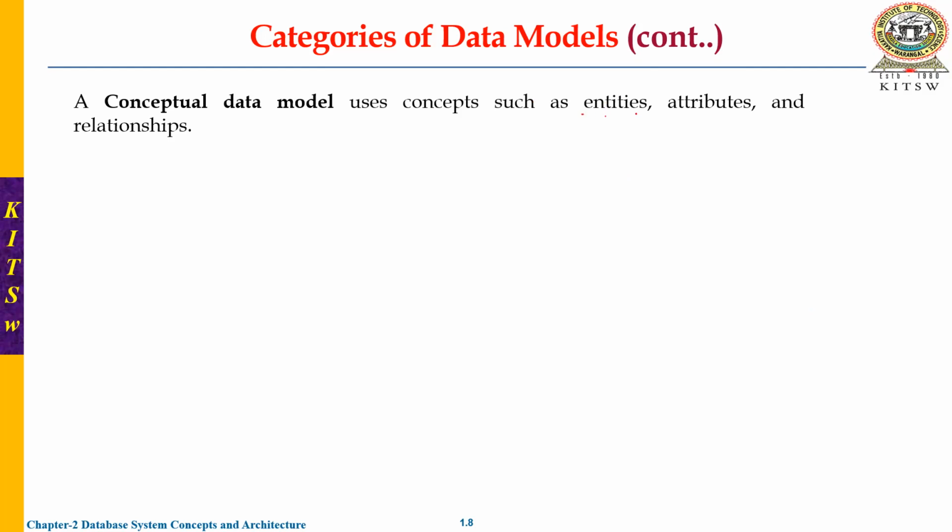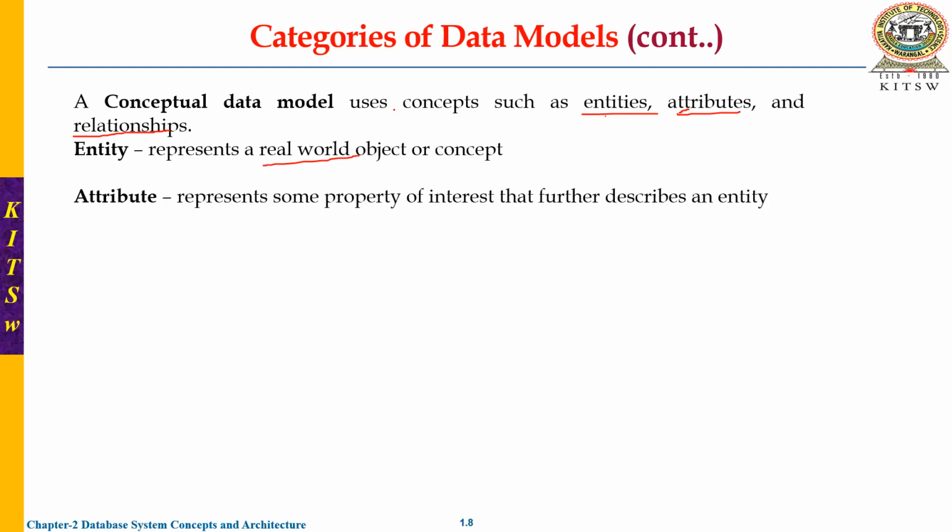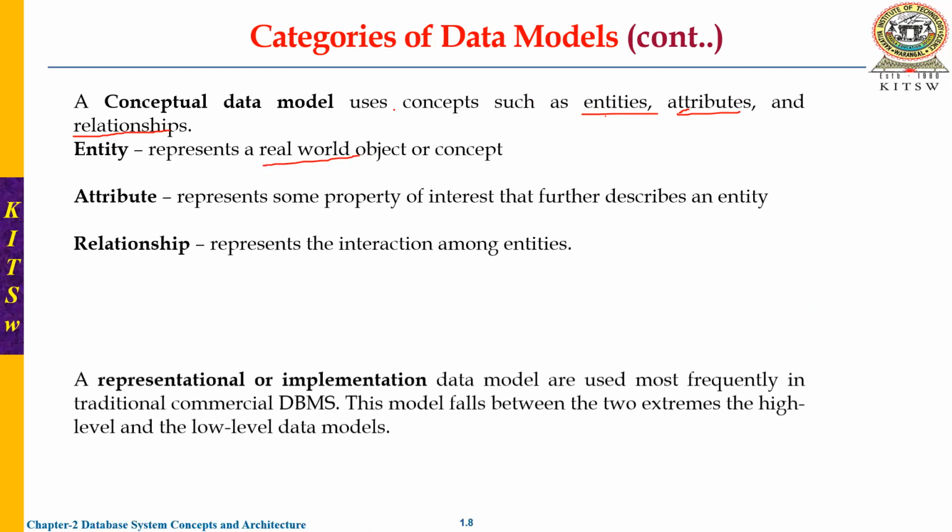Entities, attributes, and relationships. A conceptual data model contains entities, attributes, and relationships. An entity represents a real-world object or concept. An attribute represents some property of interest that further describes an entity. A relationship represents the interaction among entities.